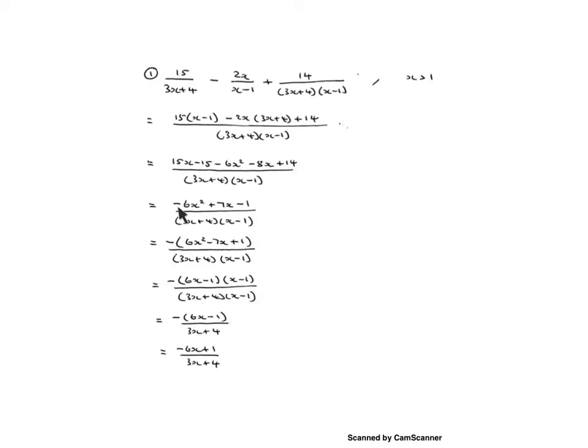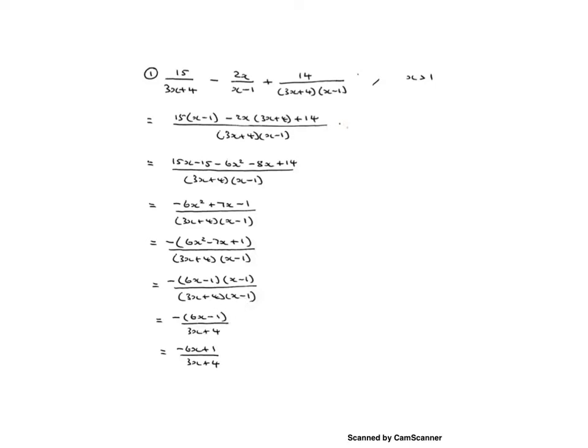It's a bit harder to factorise an expression where the coefficient of x squared is negative. So let's take out the minus sign there. Remember to change these signs here. This factorises and the x minus 1's cancel.